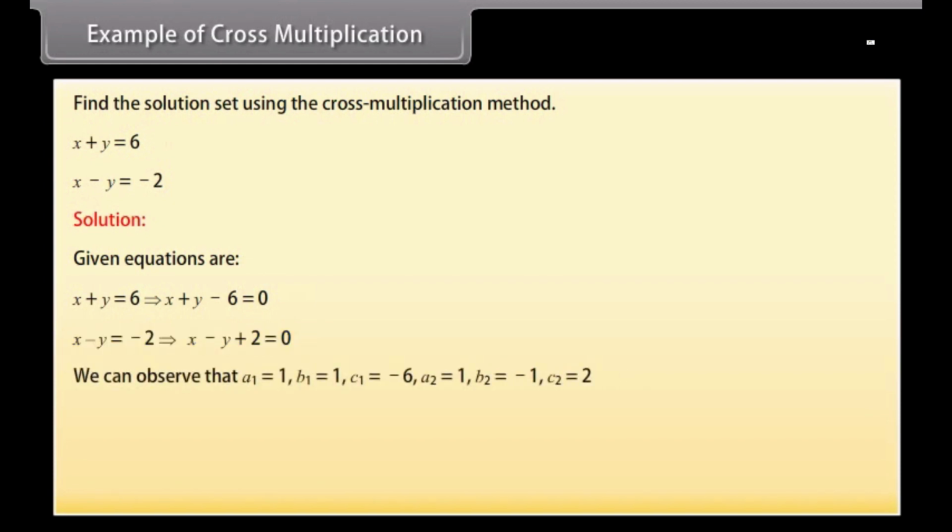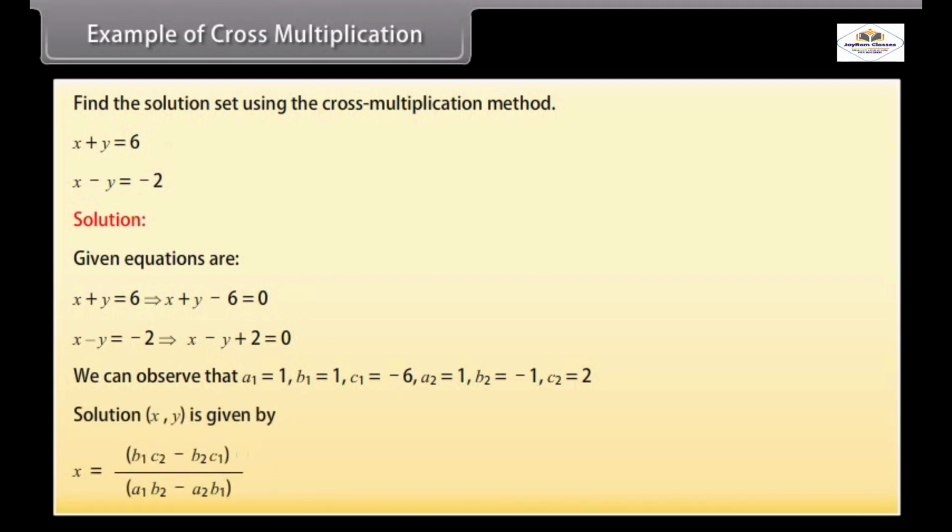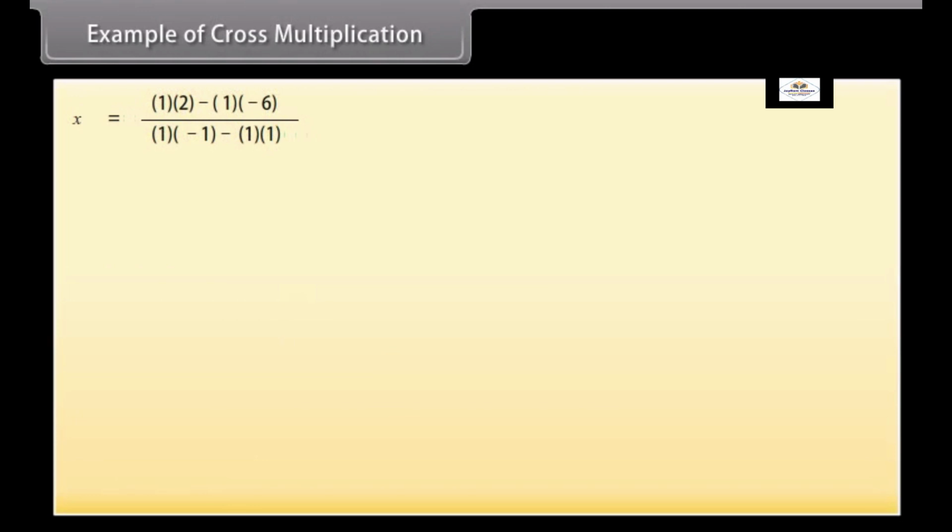We can observe that a1 is equal to 1, b1 is equal to 1, c1 is equal to -6, a2 is equal to 1, b2 is equal to -1, c2 is equal to 2. The solution x is given by x = (b1c2 - b2c1) / (a1b2 - a2b1). Now by substituting the values we get x = (1 × 2 - (-1) × (-6)) / (1 × (-1) - 1 × 1). By calculating we get x = 2.